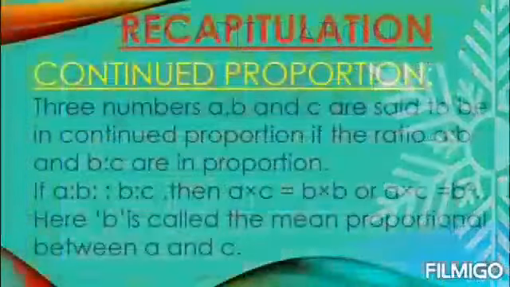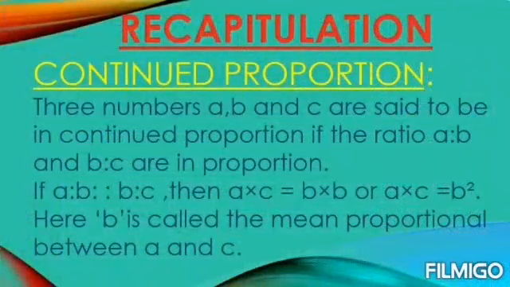Next topic is continued proportion. Three numbers A, B and C are said to be in continued proportion if the ratios A is to B and B is to C are in proportion. If A is to B as B is to C, then A into C is equal to B into B, or we can say B square is always equal to AC. Here B is called the mean proportional between A and C.